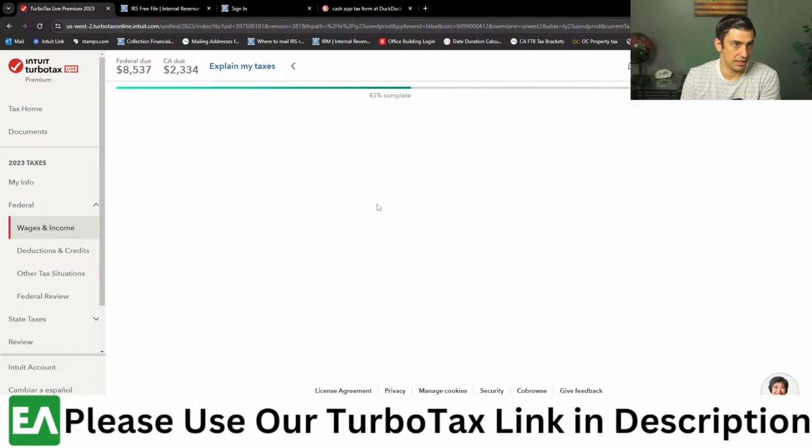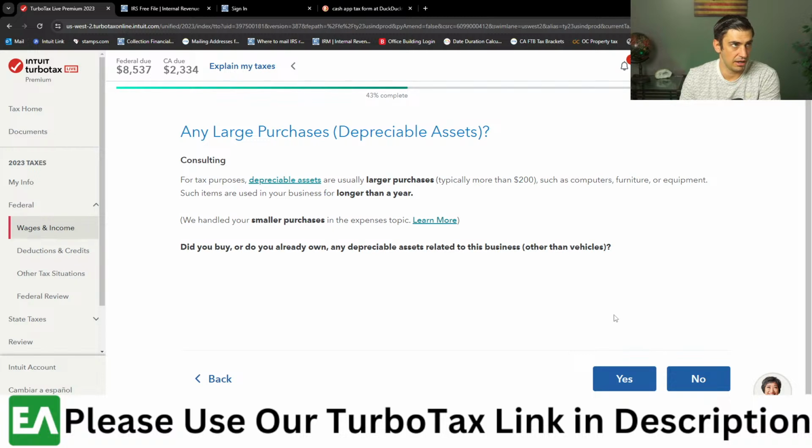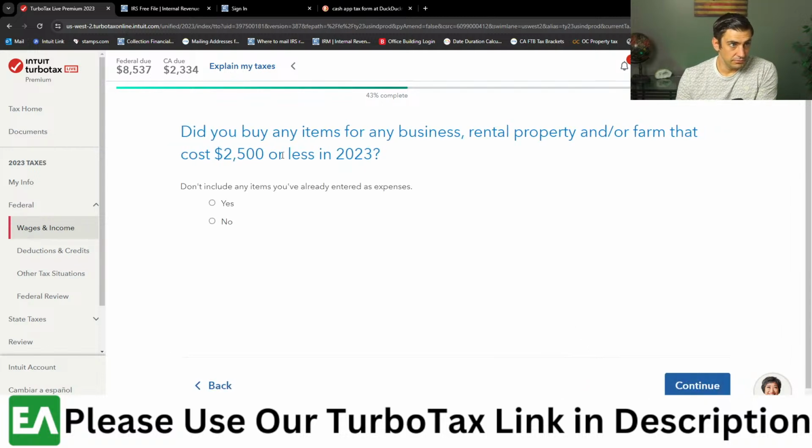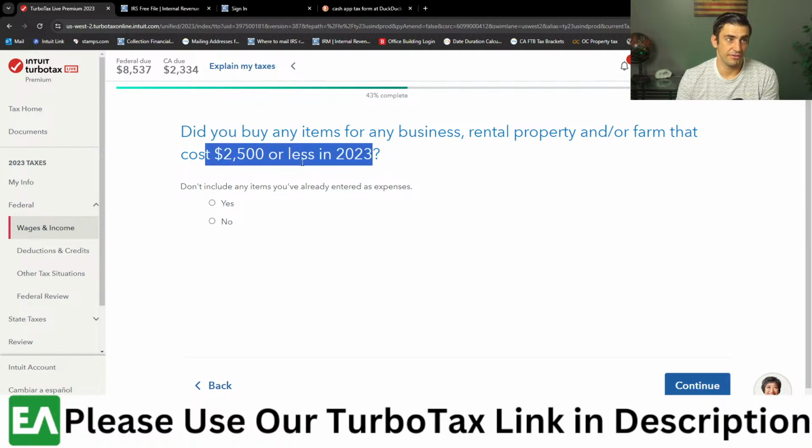What else are we getting? Assets, right? Let's say I bought an iPhone, iMac. I have a PC. What am I talking about? Did you buy anything, right? Yeah, we did. $2,500 or less. So don't include items you already expensed. So essentially, if it's over $2,500, we can depreciate it. If it's less than that, we can just straight expense it.